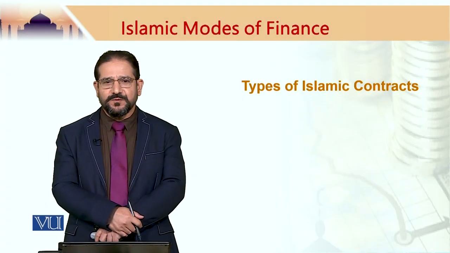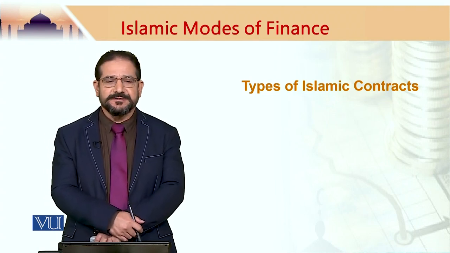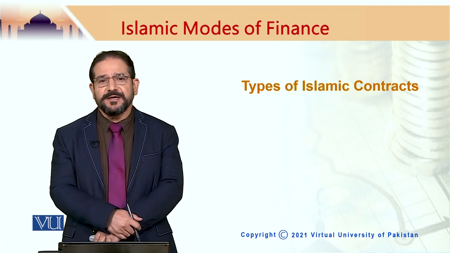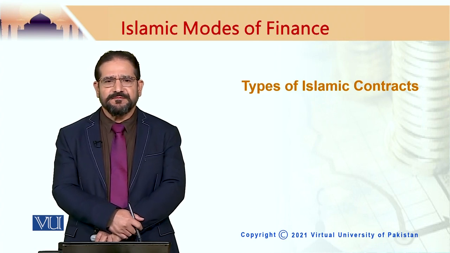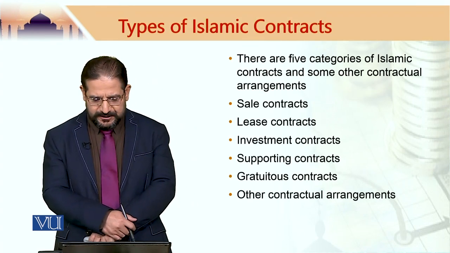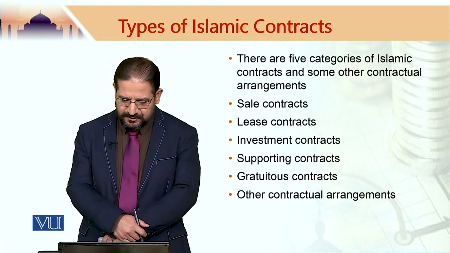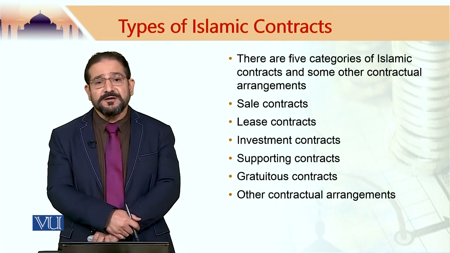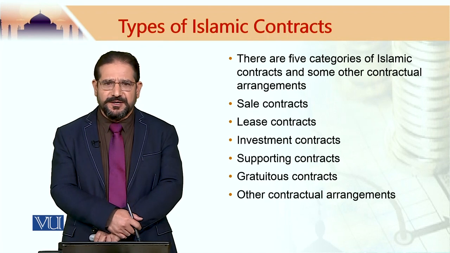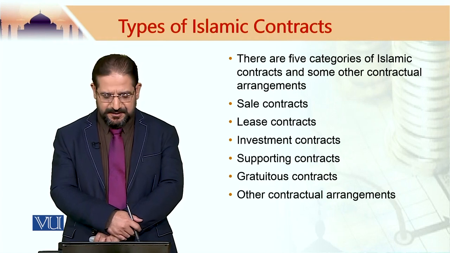In this segment, we would be looking into types of Islamic legal contracts. There are a number of categories of Islamic contracts, and we shall be spending some time to have a sufficiently good understanding of these contracts. There are five broad categories of Islamic contracts, and there are some other contractual agreements as well, which may not strictly be contracts, but of course, as I said, they are examples of Islamic agreements.